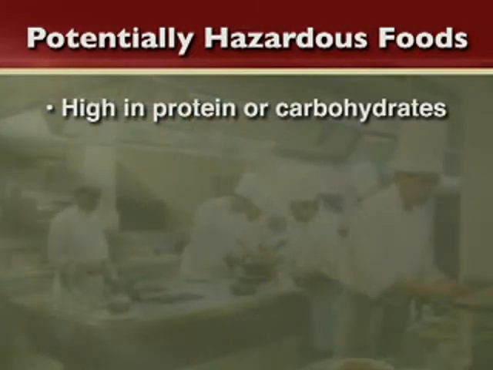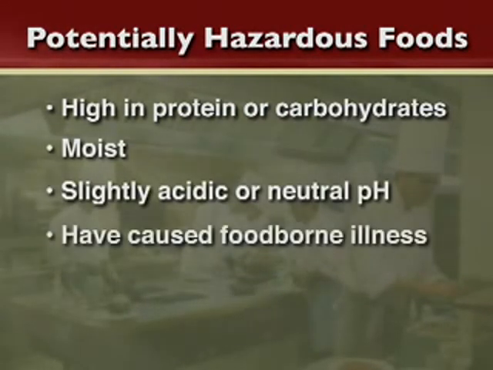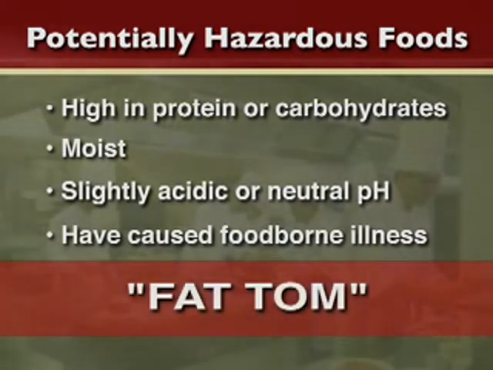When we talk about what bacteria needs to grow, we use the term potentially hazardous food. These are foods that have the potential to cause foodborne illness if not handled properly. They are typically high in protein or carbohydrates, moist, have a slightly acidic or slightly neutral pH, and have a history of causing foodborne illness outbreaks. As you can see, these foods meet most of the FAT-TOM criteria.